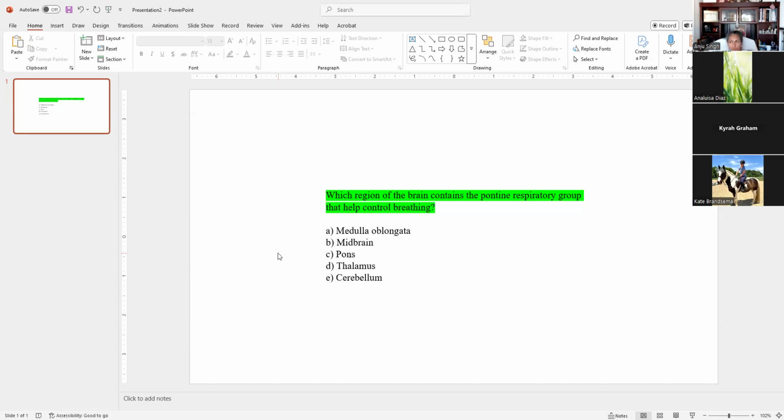Oh, I just went over this and it left my brain. The answer is in the question. It is the pons! Yes, pontine respiratory group, right? Pontine respiratory group means a respiratory group in the pons because we have many respiratory centers. So again, be very, very careful. These kind of questions, the answer is in the question.